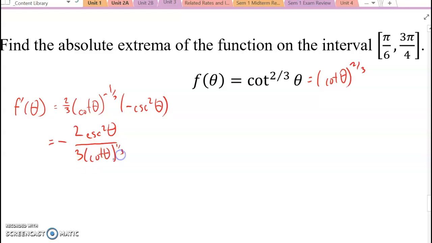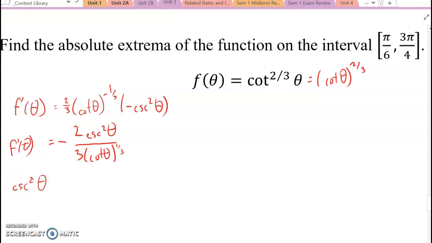So the question now is, what are the values of theta between pi over 6 and 3 pi over 4 that cause this derivative to either A, equal 0, or B, be undefined? The numerator equaling 0 will give us a derivative of 0. The denominator equaling 0 will give us a derivative that is undefined. So we're going to set both the numerator and the denominator equal to 0. We don't need the negative. We don't need the coefficients.